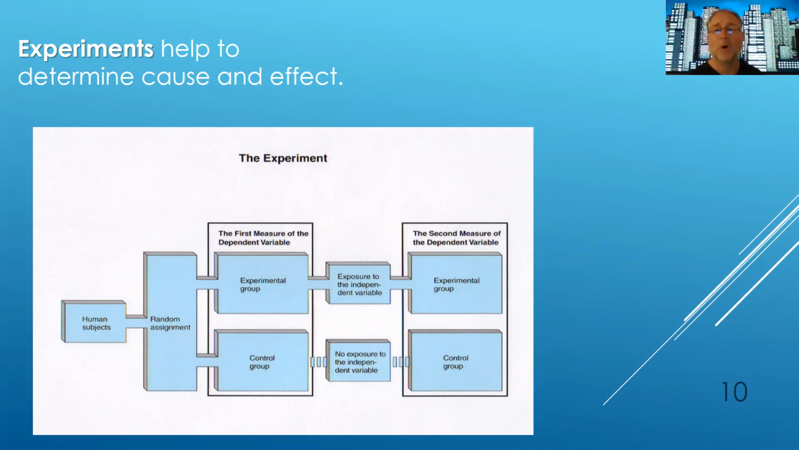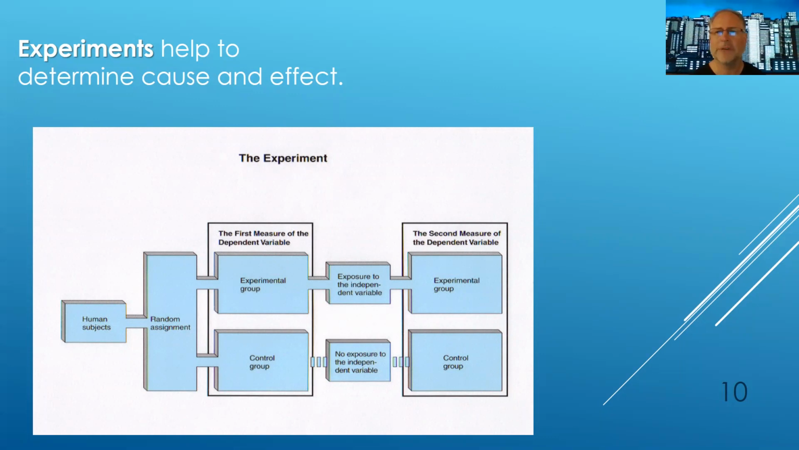They can have multiple groups. They can have multiple what's called independent variables, for example. But this is as simple as they get. So let's run through a very simple experiment. We start on the left-hand side. We have human subjects. So this is sociology. So the experiment will be on human beings. And we want to randomly assign them into two different groups. What does random assignment mean?